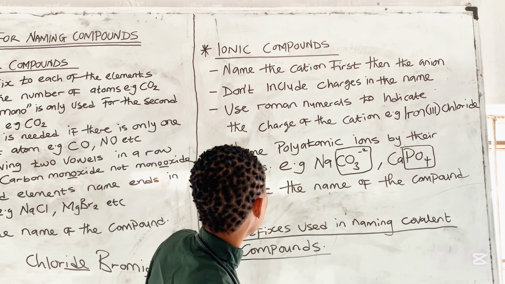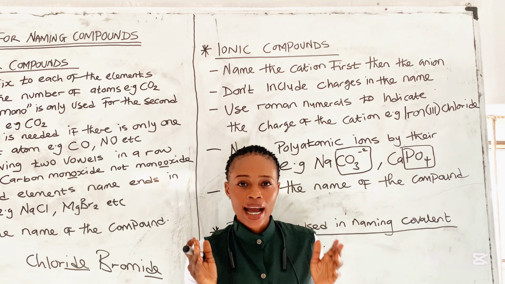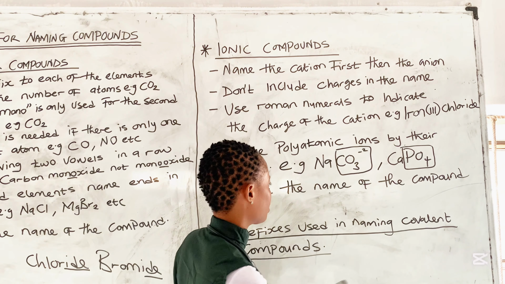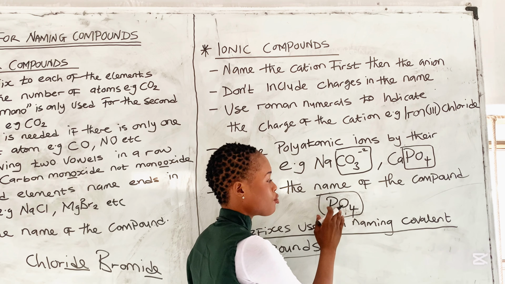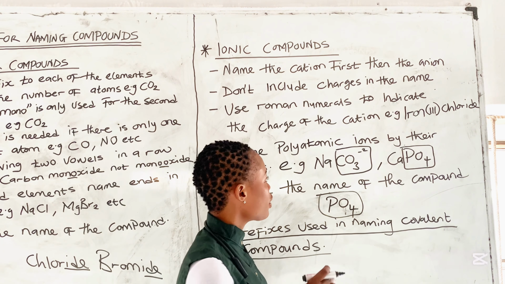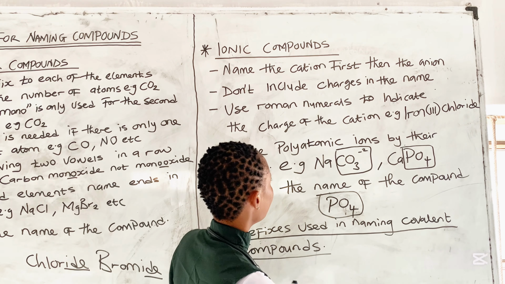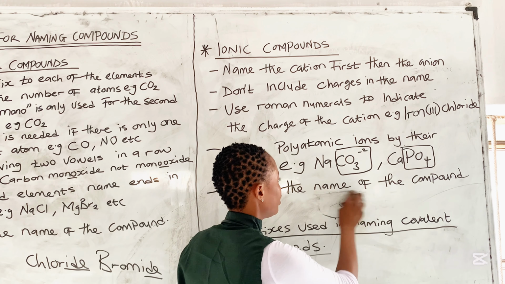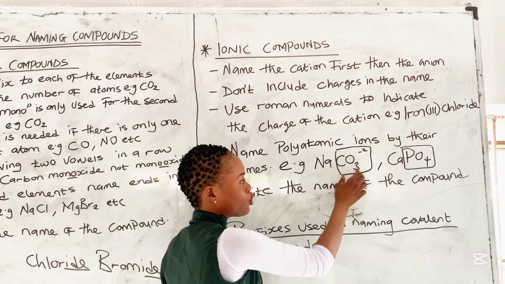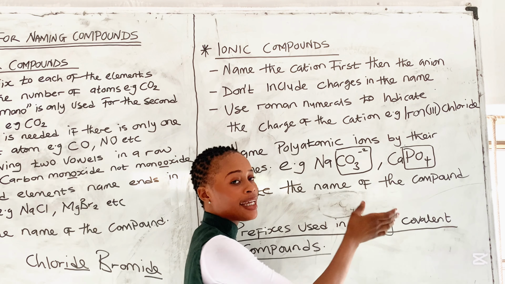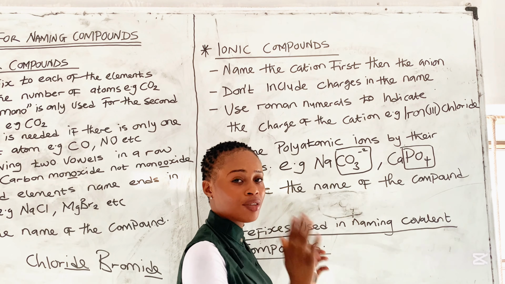Then for our fourth rule, name polyatomic ions by their names. I gave an example just now: PO4 is a polyatomic ion, and this is phosphate. Even in combination with another element, it retains its name. I also gave an example with NaCO3. This is a carbonate group, so it must maintain its name. It's a polyatomic ion, so it becomes sodium carbonate. It retains its name.